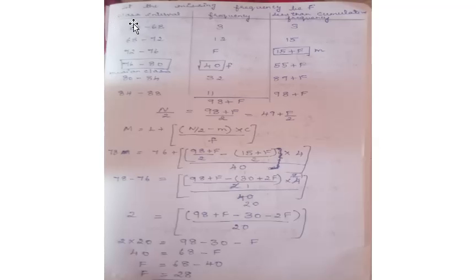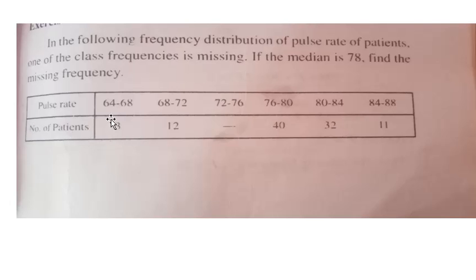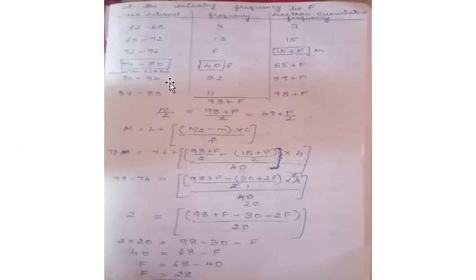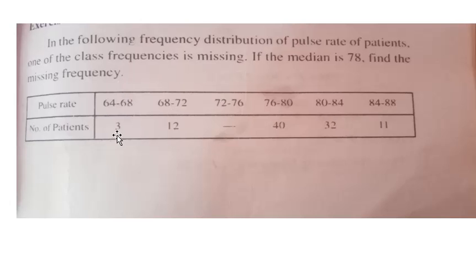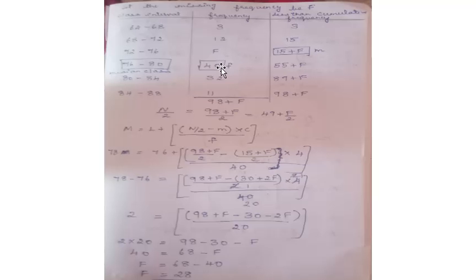Now three columns we have to draw: class interval, frequency, less than cumulative frequency. Here the class intervals are 64 to 68, 68 to 72, then 72 to 76, then 76 to 80, 80 to 84, then 84 to 88. So the same thing you will write here. After that, frequency. What is the frequency? 3, 12, dash, 40, 32, 11. So here you have to write the numbers 3, 12, F, 40, 32, 11.